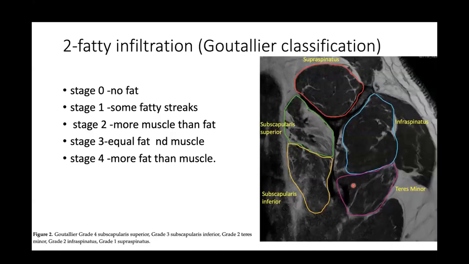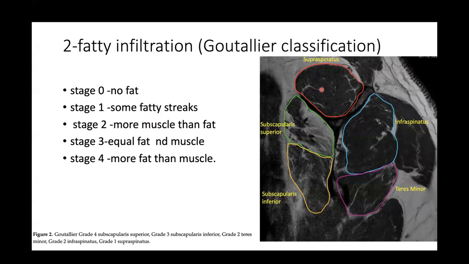Next is fatty infiltration, which is the single most important criterion in terms of repairability. That is defined by Goutallier's classification. Initially, it was defined in CT. Later on, it has been described in MRI. So we all know that stage 0 will be no fat. Stage 1 will be some fatty streaks. Stage 2, more muscle than fat. Stage 3, equal amount of muscle and fat. And stage 4, finally, fat will start replacing the muscle.